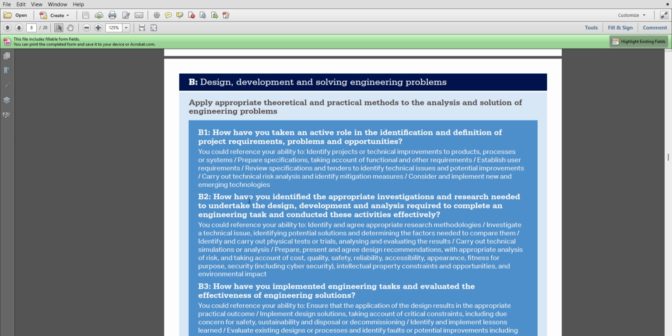And sub-competence B2 is how have you identified the appropriate investigations and research needed to undertake the design, development, and analysis to complete an engineering task and conduct these activities effectively. So that is on the example of going into the details. So in your specification, for instance, have you considered quality, safety, reliability?